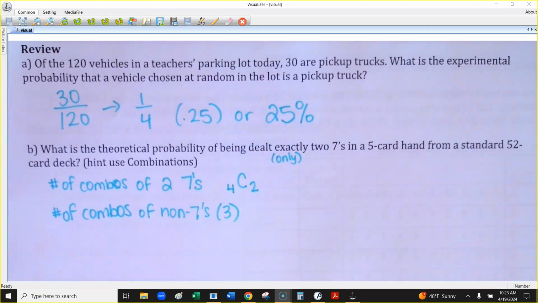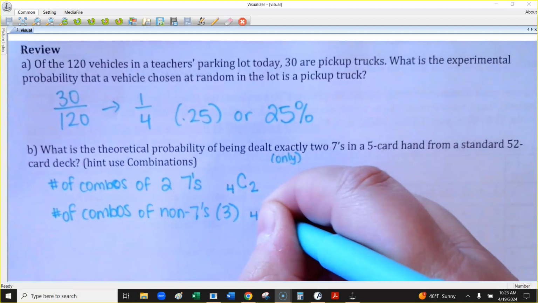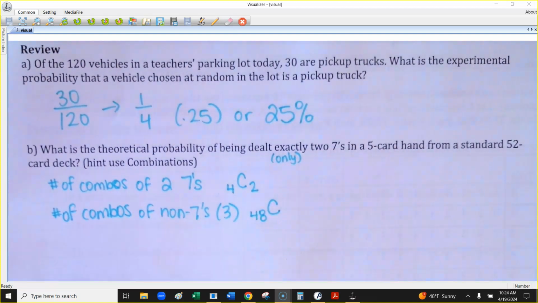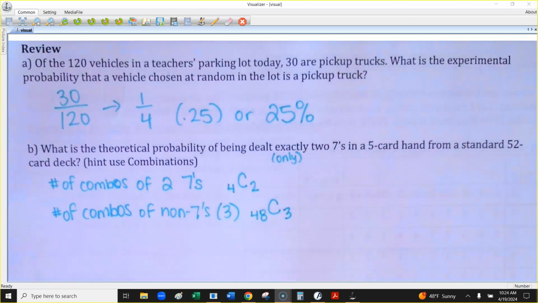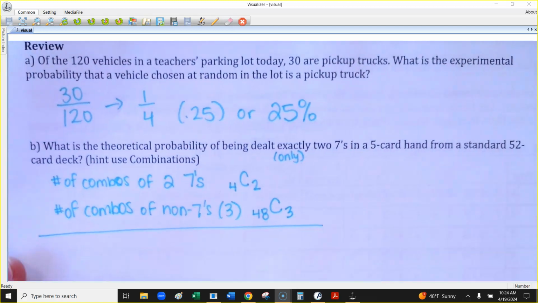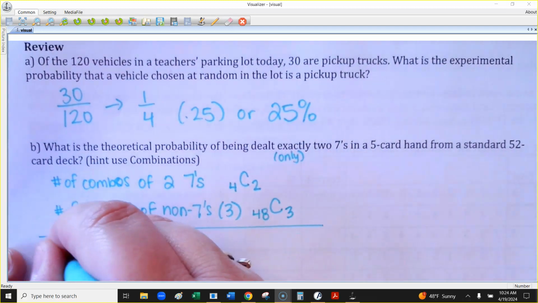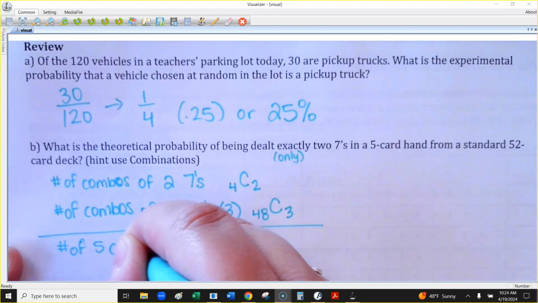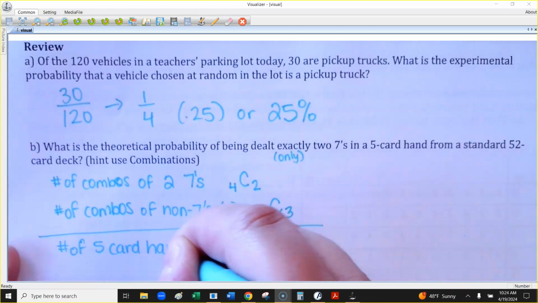48, exactly. There's 52 cards in a standard deck. So out of the 48 that aren't 7s, I need 3 of those to be some other card. Okay, this is going to be kind of like the top of my fraction. We'll do this in a second. All right, now, just number of 5-card hands is how we're going to calculate the probability.